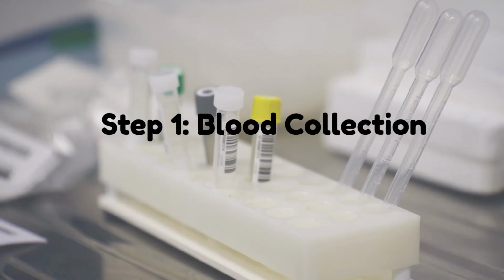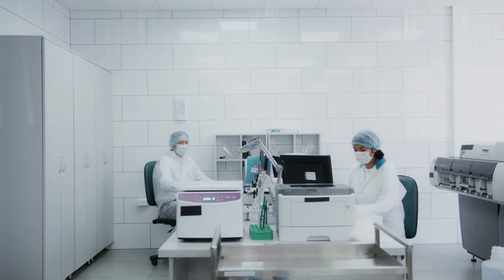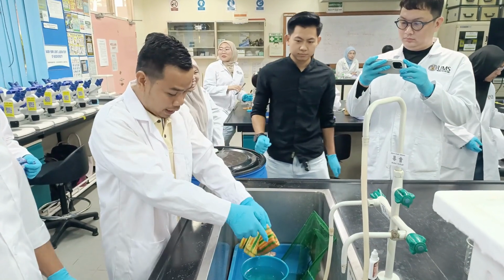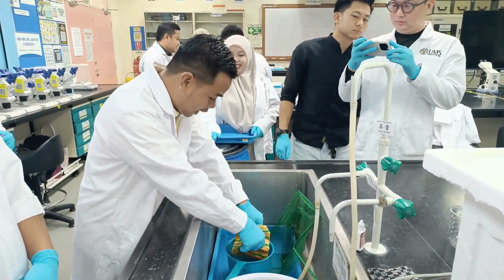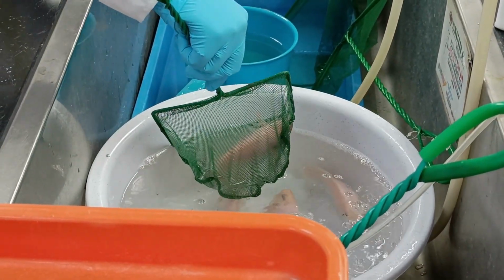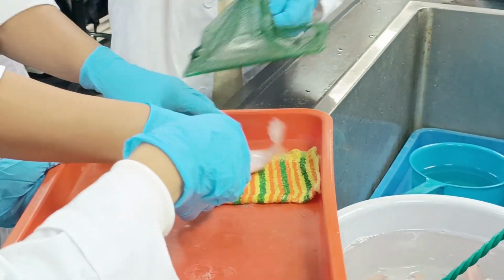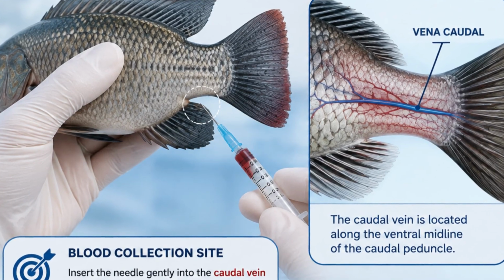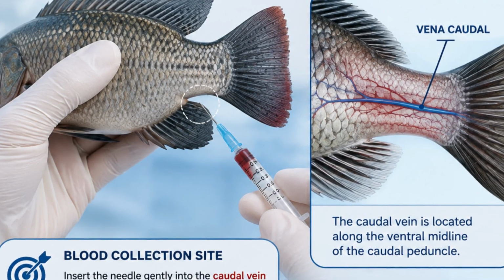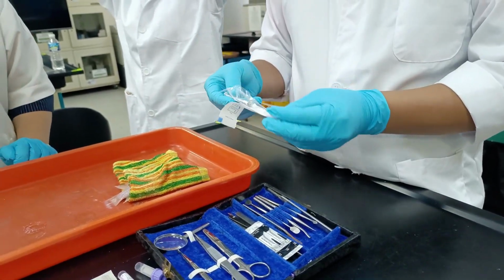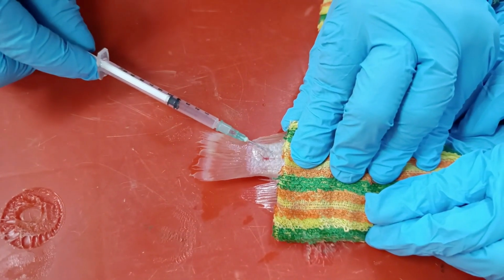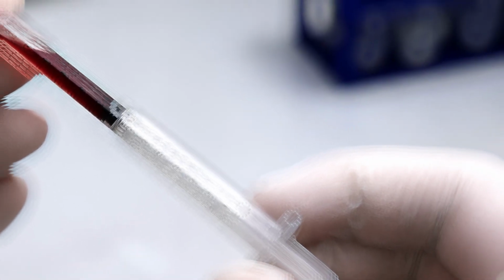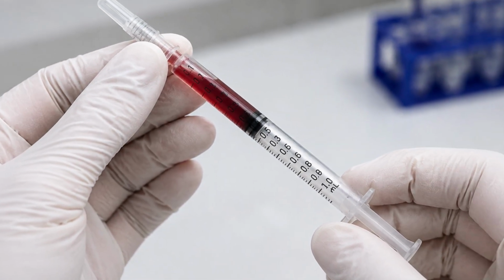Step 1. Blood collection. Before starting the procedure, prepare a clean and sterile workspace to minimize the risk of contamination. Once the tilapia has been fully anesthetized, carefully remove the fish from the anesthetic solution and place it on a soft, moist cloth to protect its body and reduce the risk of injury. Next, identify the caudal vein, which is the standard site for blood collection in fish. Using a sterile syringe and needle, gently puncture the caudal vein and slowly withdraw approximately 50 to 100 microliters of blood, ensuring that a sufficient sample is collected for subsequent analysis.